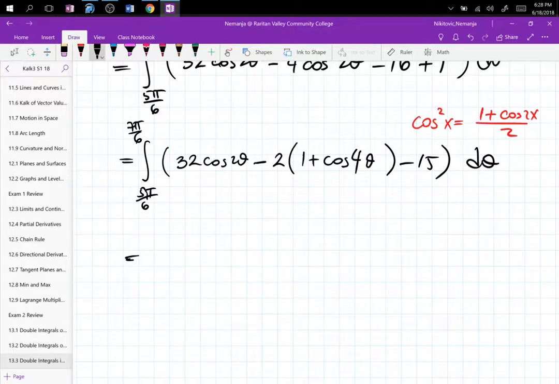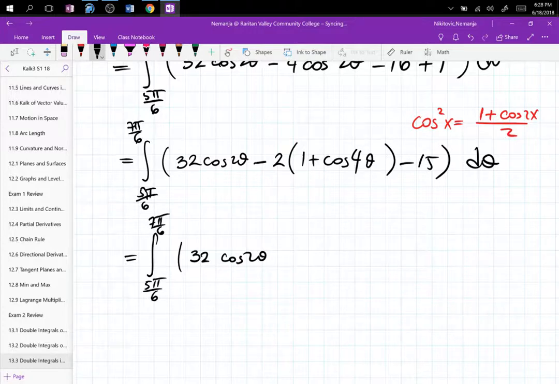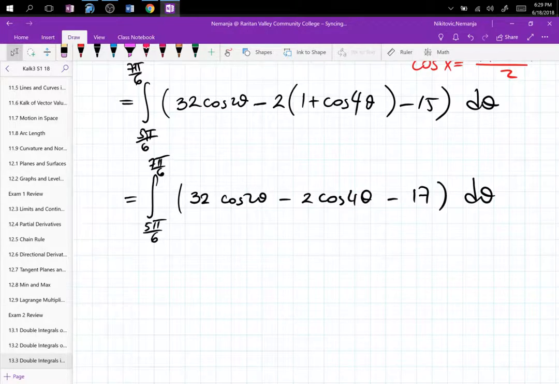All right, so this is going to be... no, it's annoying, it's not spicy. You can find some spicy problems in the book. Cosine 2 theta. Minus 2 minus 15 is minus 17. So I have minus 2 cosine 4 theta and then minus 17 d theta, and we can finally integrate.